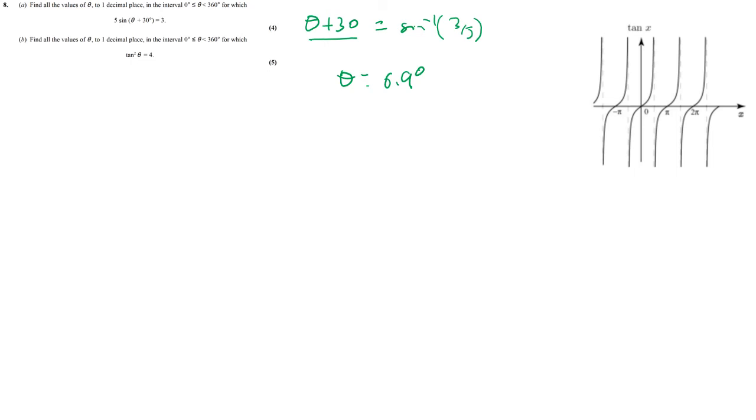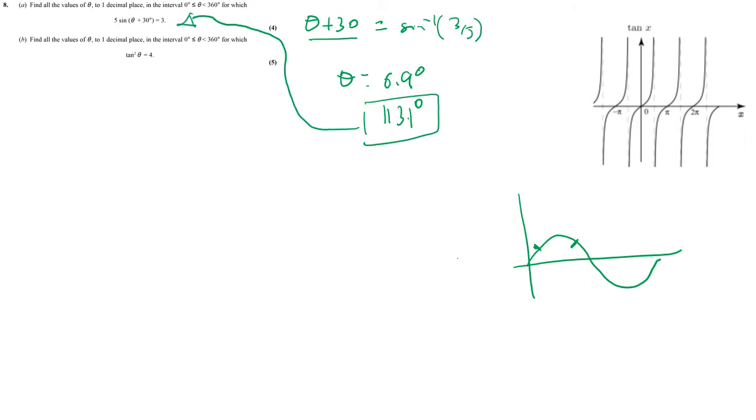And if we do 180 minus that 36.9 and then minus the 30 again, we should get 113.1 degrees, okay? Because we have a value here and a value here. Okay, and if you substitute into this, you should get 3, okay?